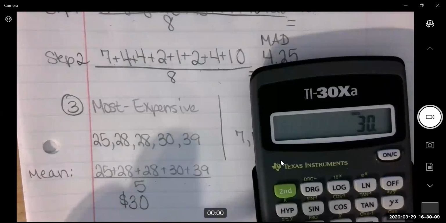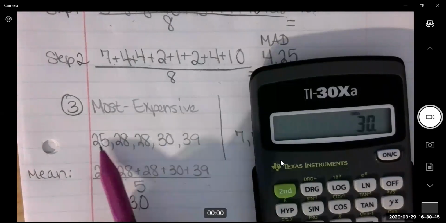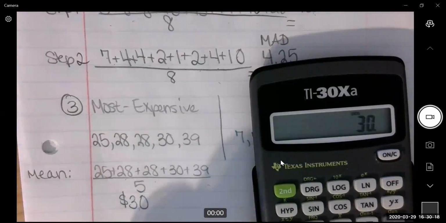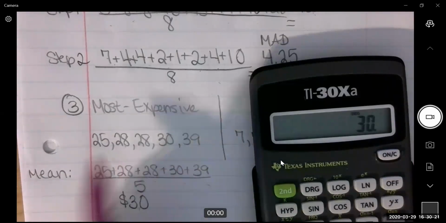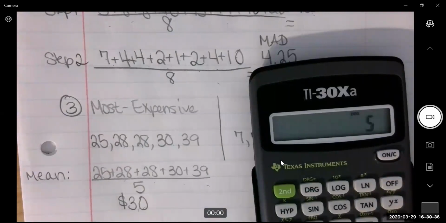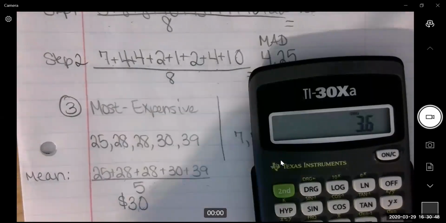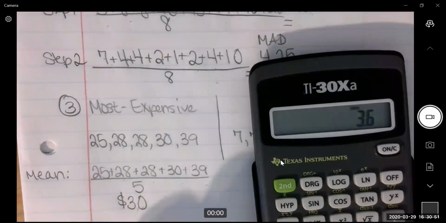And now we're going to look for the MAD. So remember our mean is 30. So 30 minus 25 is 5. 30 minus 28 is 2. We have 2 of those. 30 to 30 is 0. And then 39 minus 30 is 9. So let's add 5 plus 2 plus 2 plus 0 plus 9 divided by 5. So the mean absolute deviation is 3 6/10.